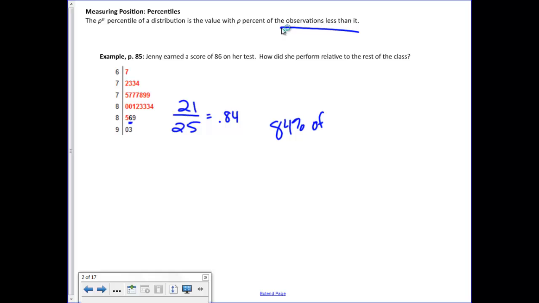She's at the 84th percentile, so we say this: 84% of students in Jenny's class scored below her, or scored below an 86. Percentile, how many lie below wherever you're at? You try the next 3 at the bottom.